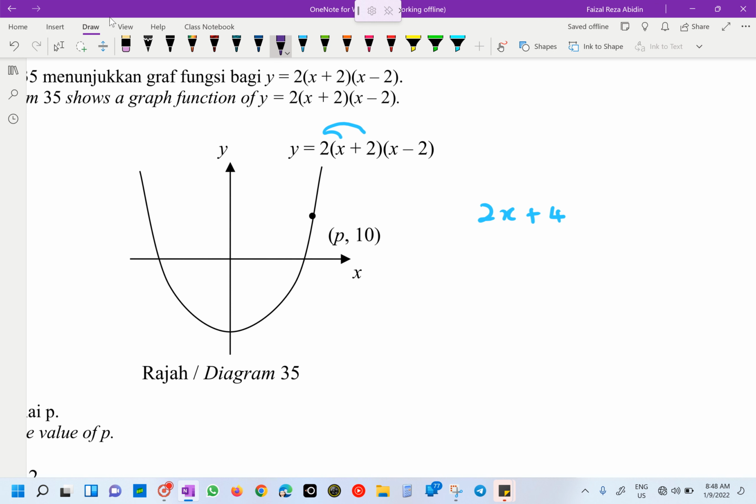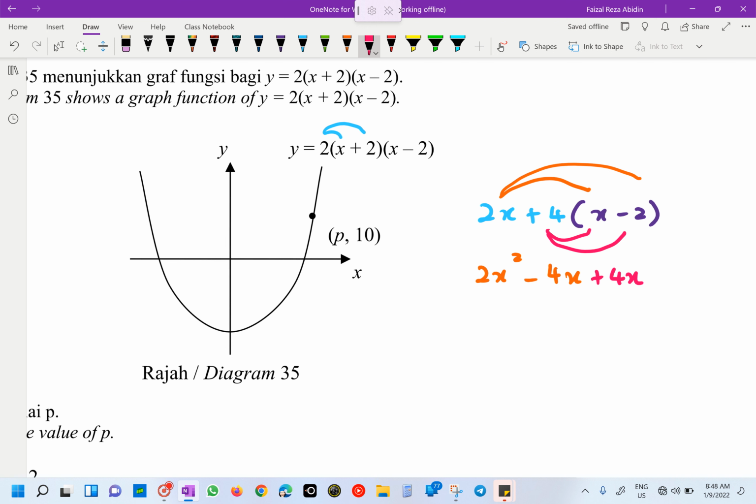Okay, then we are going to times with the other bracket here. So 2x times x, you are going to get 2x square. 2x times negative 2, negative 4x. 4 times x over here, you're going to get 4x. And also 4 times negative 2 is going to be negative 8. So if you look over here, what happened here? Finish already, isn't it? Kosong. So your quadratic equation is going to be y equals 2x square minus 8.